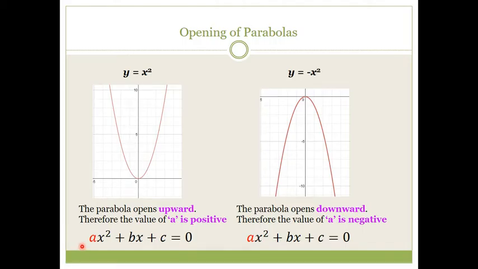Here on the left, we can see we have a parabola opening up or upward. When a parabola opens up, it indicates that the value of a, when we have the quadratic in standard form, is positive. If a parabola opens down like the parabola on the right, then we know that a is a negative value.